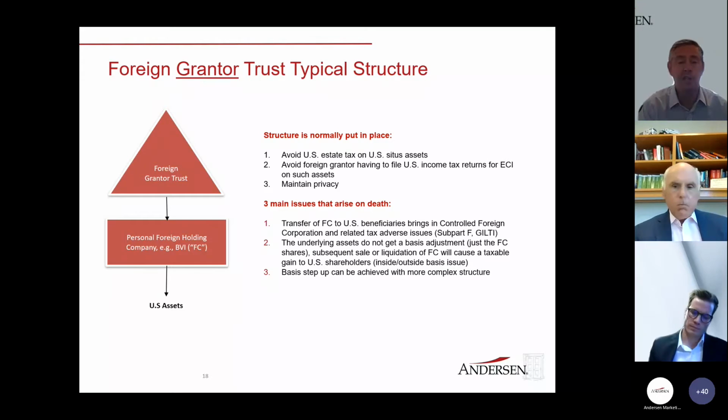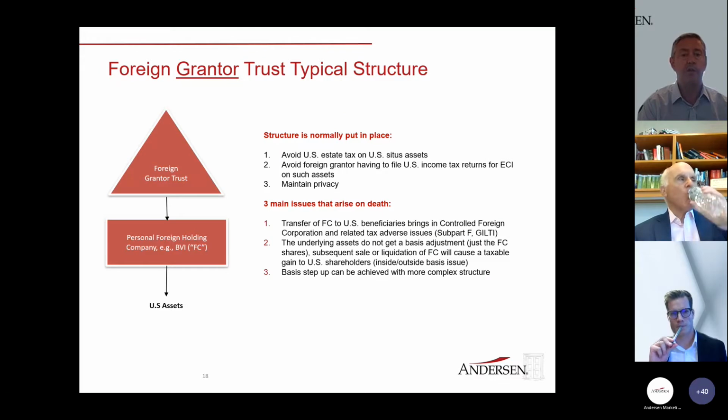So, the advantages you had: the US estate tax protection. The foreign person didn't have to file tax returns because that corporation was a blocker. So even if it had certain types of US source income, the individual wasn't filing a tax return during their life. And generally it maintains privacy, which is a good thing from that point of view. However, the main issue that arises on death now is that if the trust is to terminate and transfer that foreign company to a US person, that US person now owns shares in a foreign corporation.